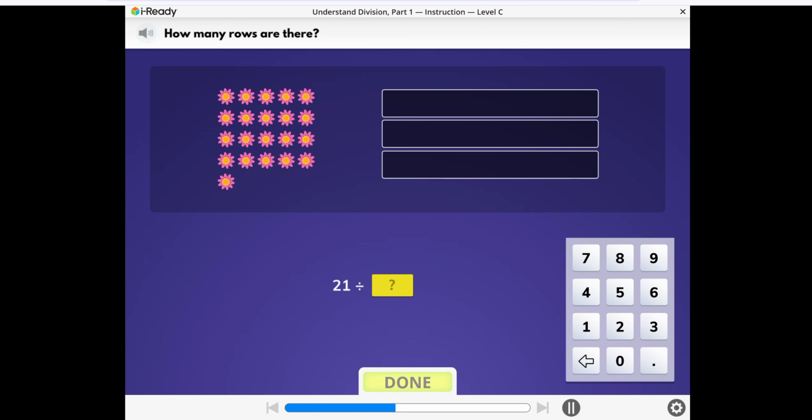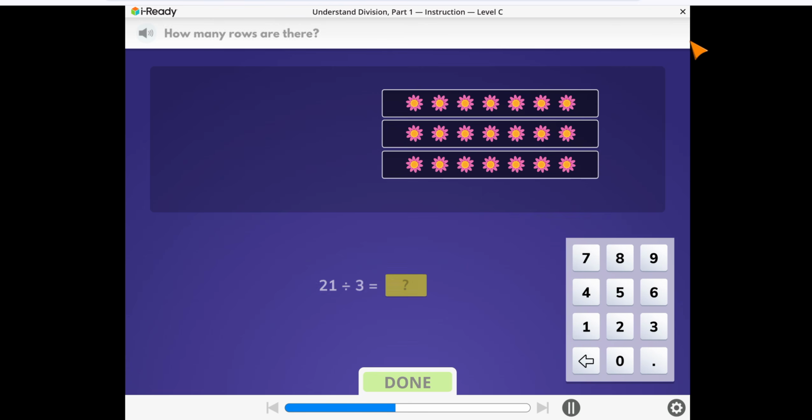How many rows are there? Time to divide. How many flowers are in each row? Count the flowers. Not all of them. Just count the top row, middle row, or bottom. Count them. Okay, count it, Olivia.